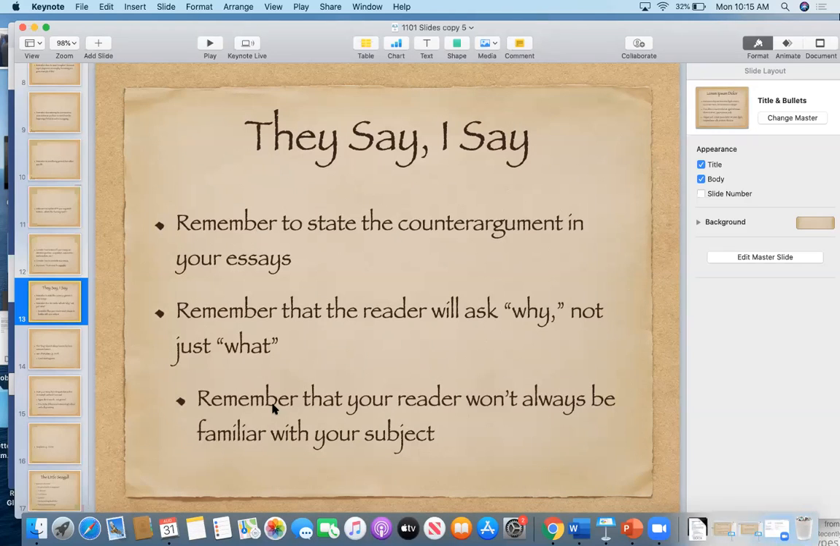But in college, the great thing about college writing, for a lot of the classes that you're going to have, and especially if you go into grad school, is that you're going to be able to choose your topic, what you want to write about.